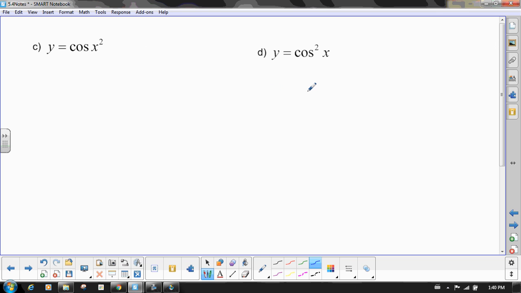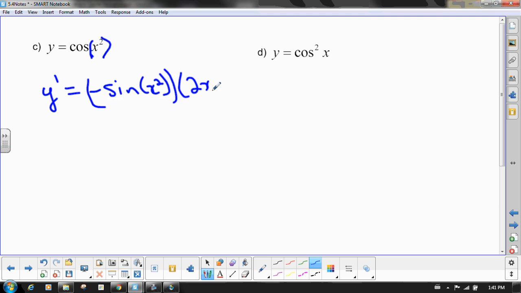All right, so now these two look very similar. However, they're not. This means the x is squared. So when I do my derivative, I'm going to have the derivative of the cosine, which is negative sine. The x squared doesn't change.